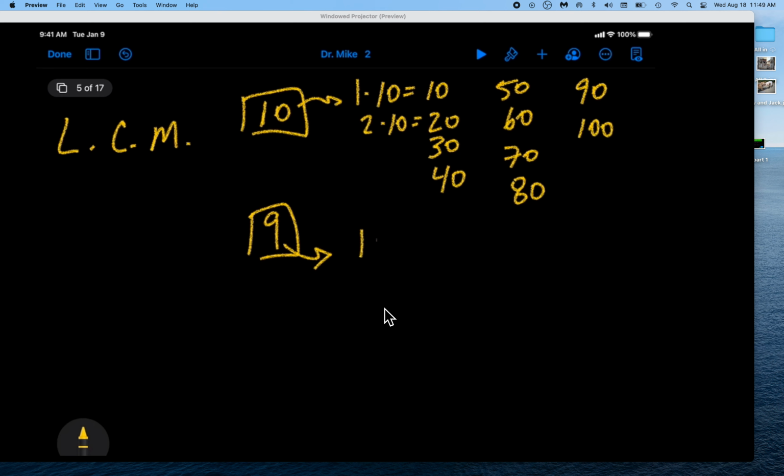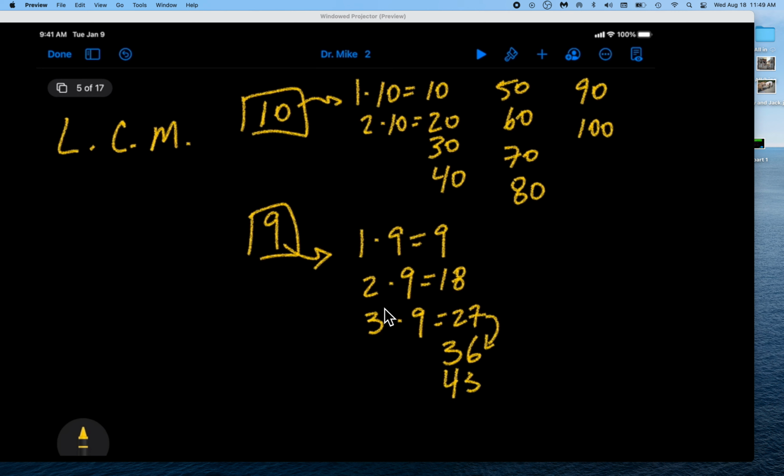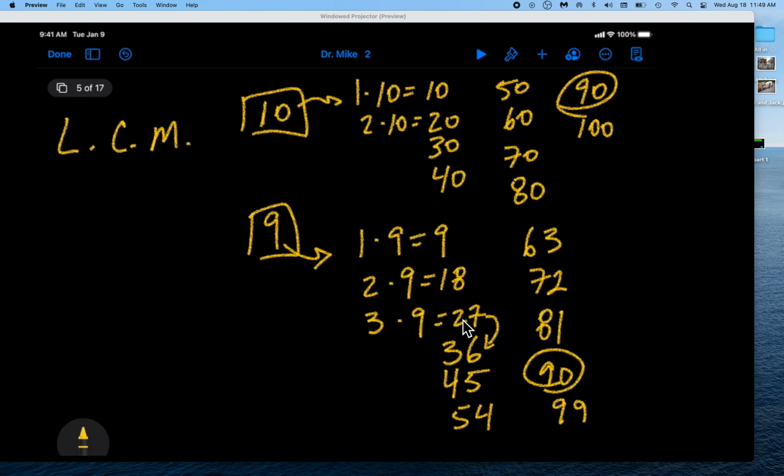Multiples of 9. 1 times 9 equals 9. 2 times 9 equals 18. 3 times 9 equals 27. Let's count by nines now. Again, each time we're adding 9. 36, 45, 54, 63, 72, 81, 90, 99. Okay, we got a common multiple. The LCM, least common multiple between 10 and 9, is indeed 90.